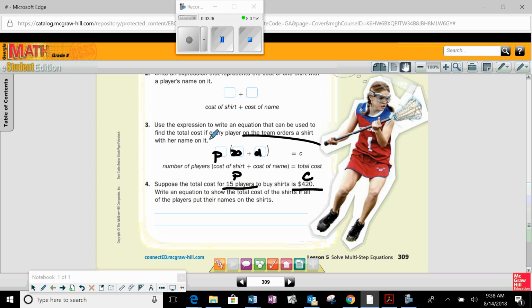So we're going to use this equation and substitute 15 and 420. So P represents 15 players, so I'm going to say 15 instead of the variable P. I still have $20 plus D, and the total cost is 420. So there's my equation. At this point, we're not going to solve the equation, but we have gone from a real-world situation and written an equation to help us find that total cost. If you'll flip over to the next page, please.